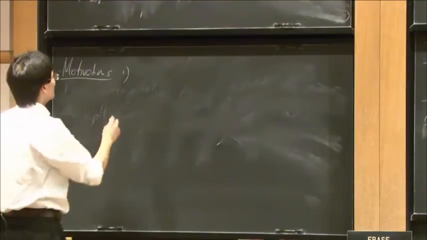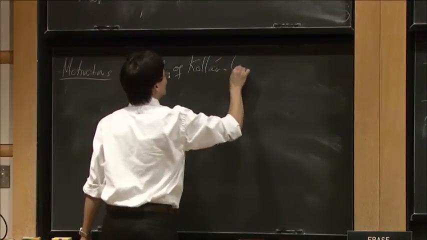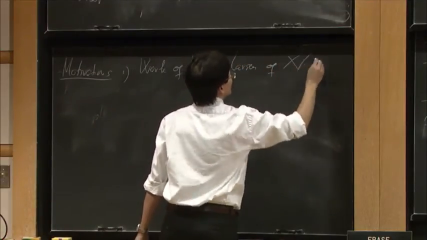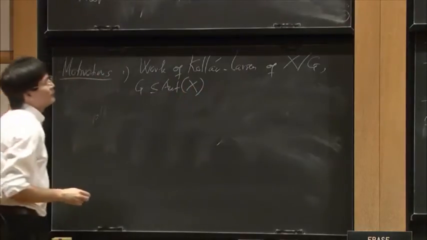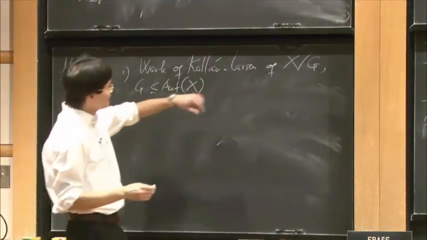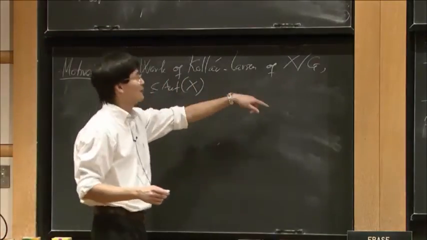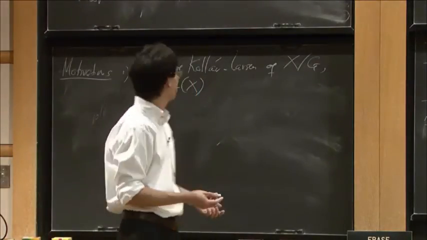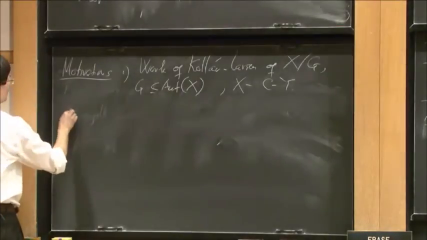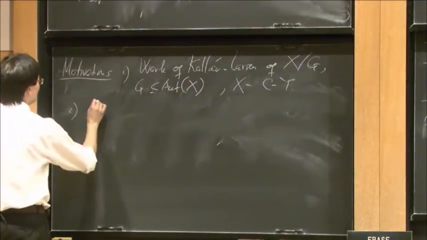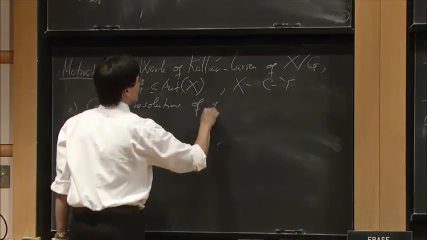OK. So the first motivation came from work of Kolai-Larsen on quotients of Calabi-Yau varieties. So G is a finite subgroup of the automorphism group of this Calabi-Yau variety. And Golay-Larsen showed that some of the characteristics of this quotient depend on whether the action of a point stabilizer on the tangent space contains a junior element or not. And the second motivation comes from the interest in Crepant resolution of quotient varieties.